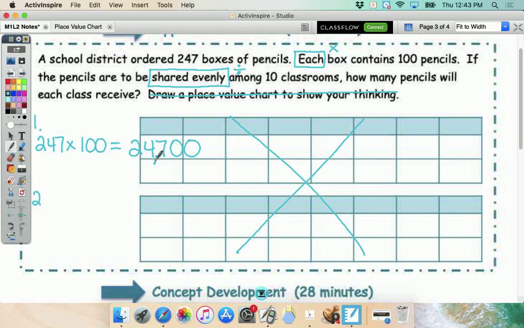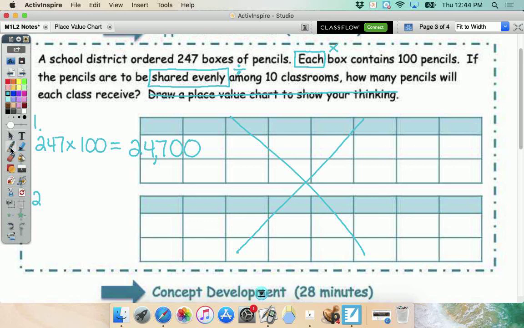So I'm going to give you a really good hint for saying big numbers. Are you ready? When you get to the comma, say the word thousand. Trust me, it works every time. 24,700. Then you won't get confused. Okay? All right. So I've got 24,700 pencils.